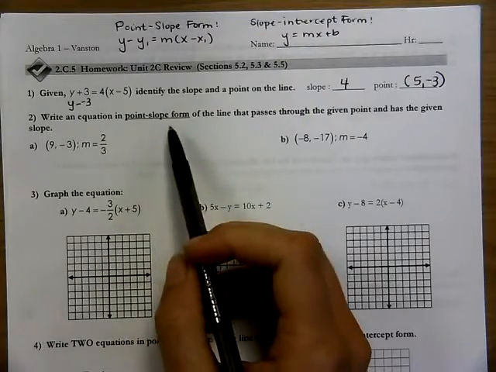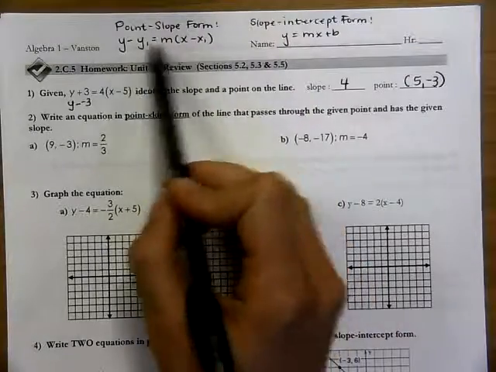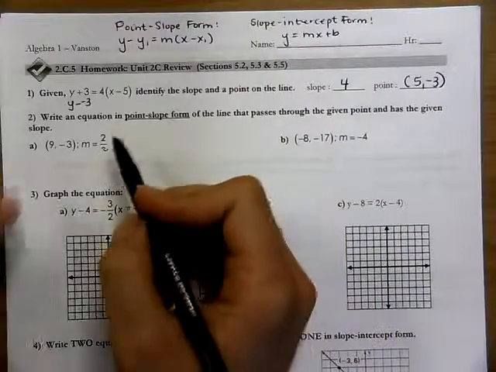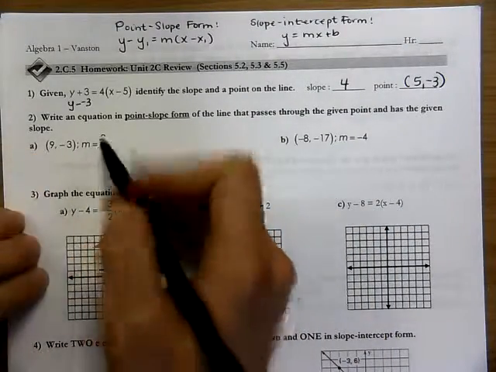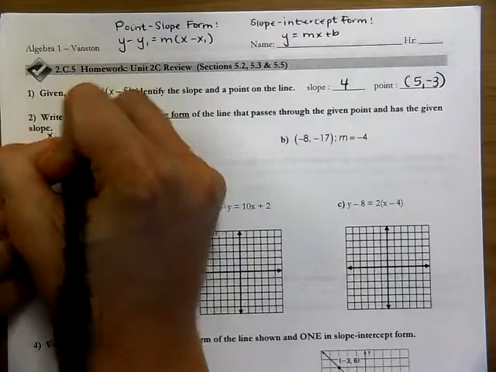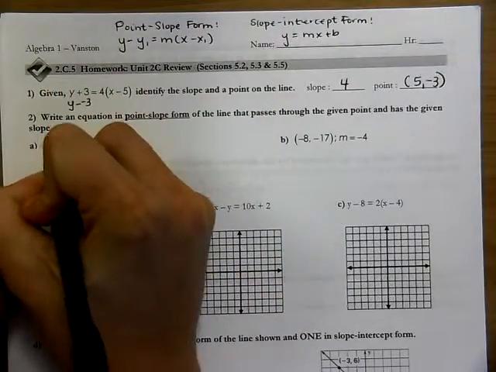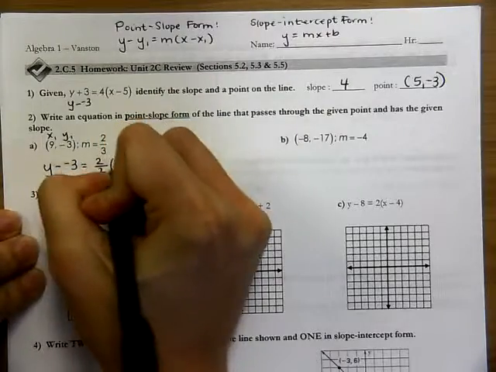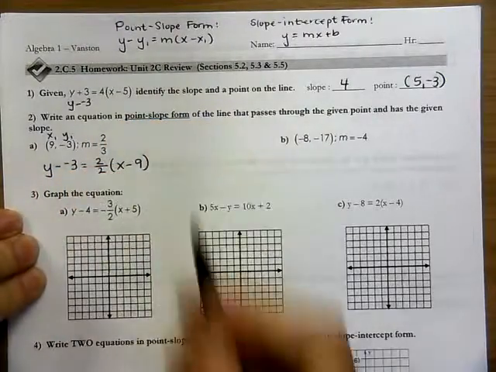For number 2, it says write an equation in point-slope form of the line that passes through the given point and has the given slope. So I know my answer is going to look like this. We go through this point and we have this slope. So this is my x1, y1, and that's my slope. So y minus y1 equals the slope times x minus x1.